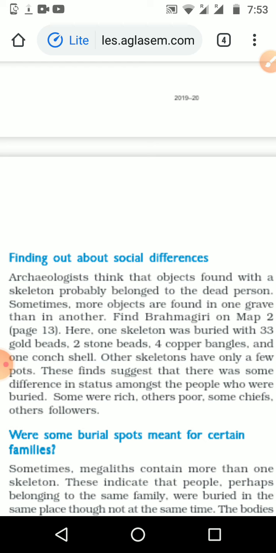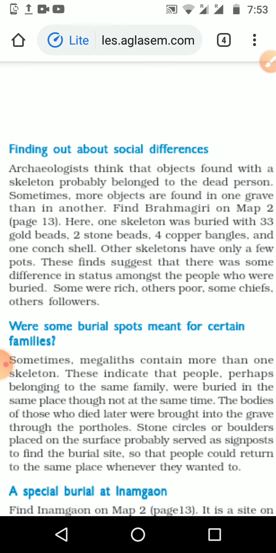Then find Brahmagiri on Map 2, page number 13, the first lesson map. Here one skeleton was buried with 33 gold beads, 2 stone beads, 4 copper bangles and 1 conch shell. Means one person was buried with different things in Brahmagiri, and another skeleton had only a few pots. These finds suggest that there were some differences in status amongst the people who were buried.